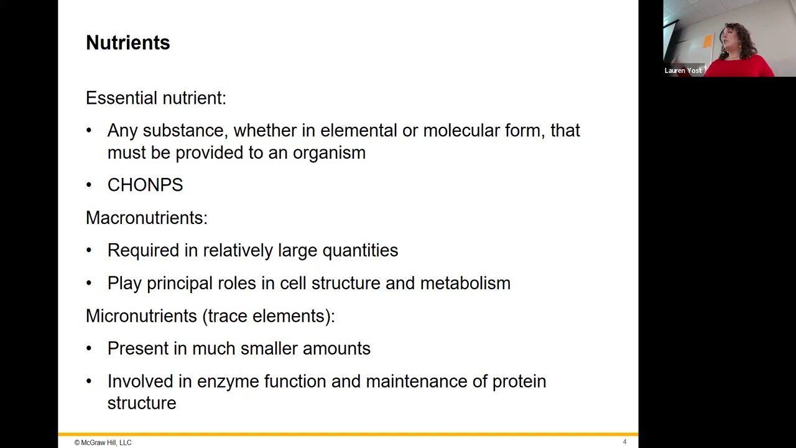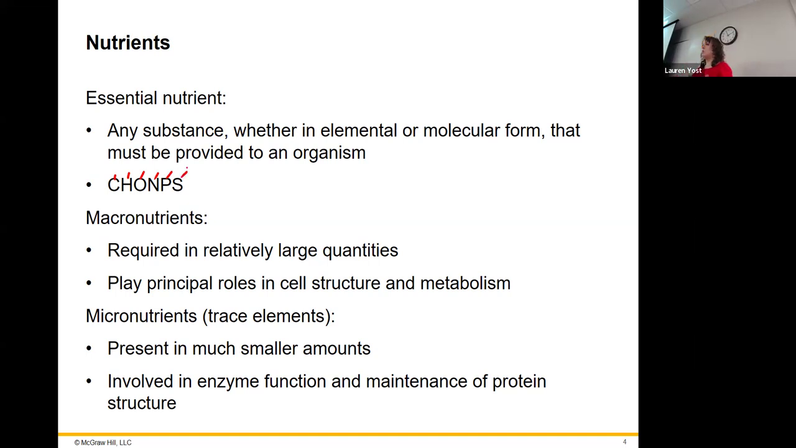So any essential nutrient is anything that must be provided to the organism. There might be other nutrients that they can use to make things work better, but if they have to have it, that's essential, obviously. So the CHONPS, these are the elements associated most closely with the top six elements that are used to build cells, basically. So this is going to be carbon, hydrogen, oxygen, nitrogen, phosphorus, and sulfur.